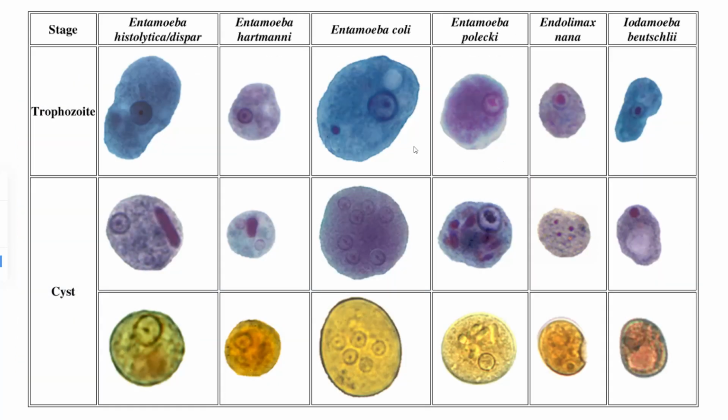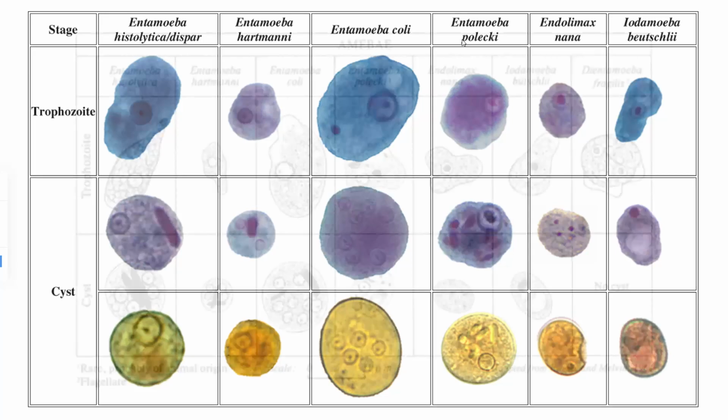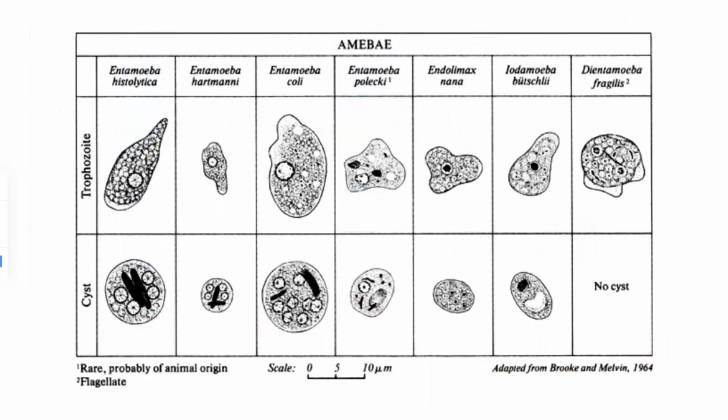And then this is a really great picture where I could take some pictures from for the test questions. But here it shows the difference in size and shape of the cysts and the trophozoites for all of the main species that we talked about. We didn't talk about this guy, and that's okay. You won't have to know that one. And here are cartoon drawings of them.